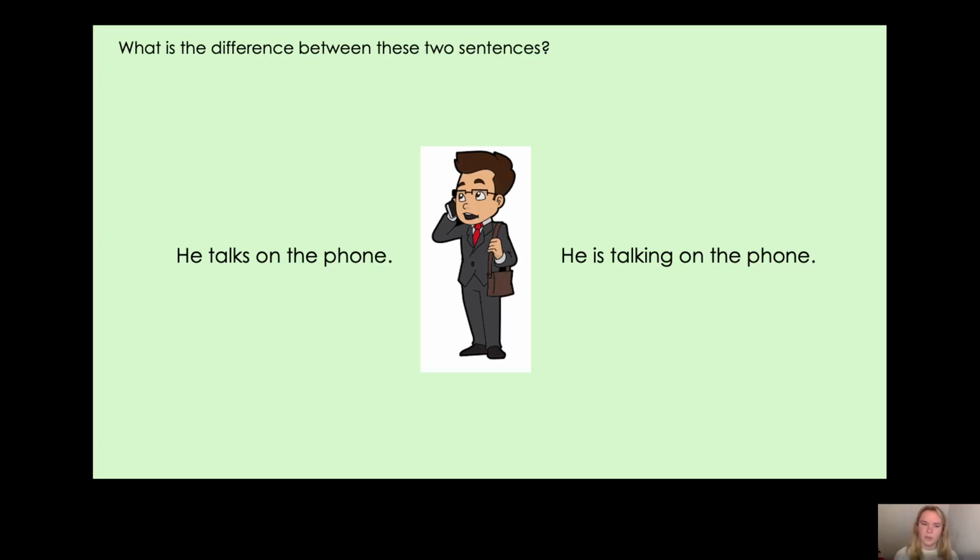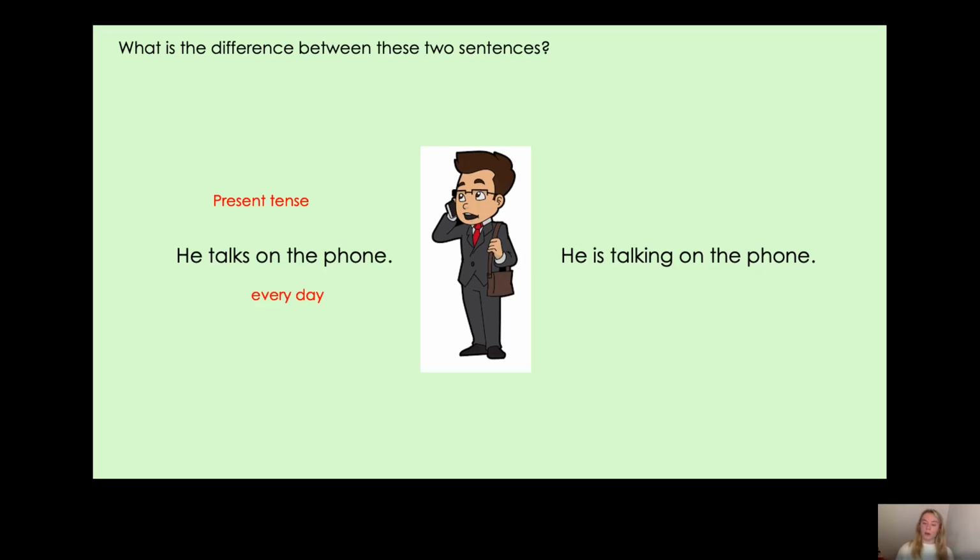Well, the first one, he talks on the phone, that's in the present tense, isn't it? And we can probably add every day to the end of this sentence. He talks on the phone every day. He talks on the phone, which tells us that he does this regularly. So yes, we can say he talks on the phone every day, or he talks on the phone every morning, and that is something he does regularly. He talks on the phone.